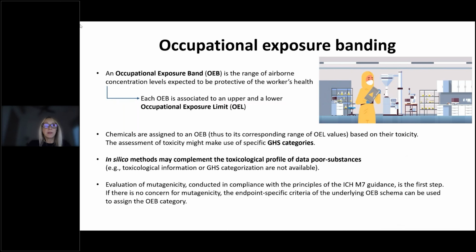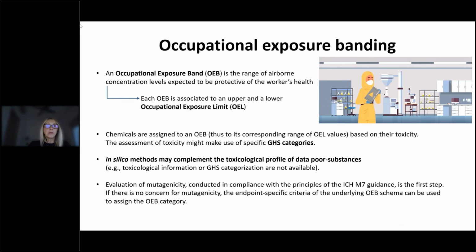And the assessment of toxicity might also make use of specific GHS categories. In this specific context, in silico methods may complement the toxicological profile of data-poor substances. This means that in silico methods can be used to provide toxicological information, but also GHS categorization for those chemicals that are lacking experimental information on the toxicological profile.